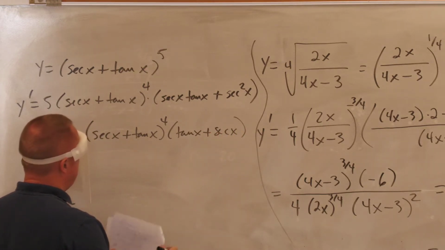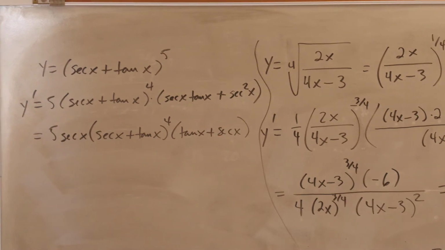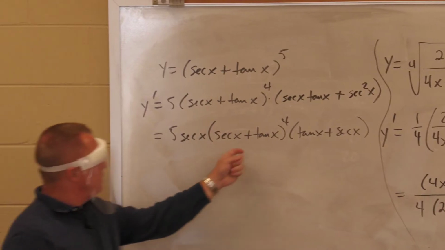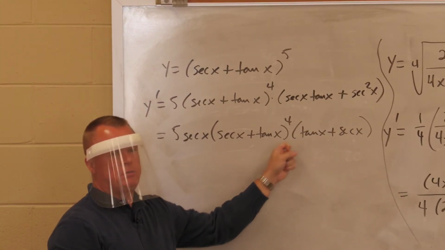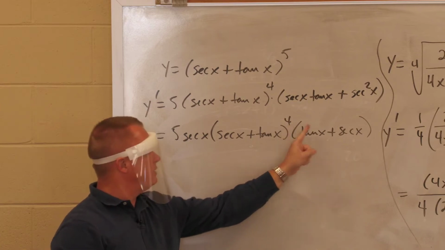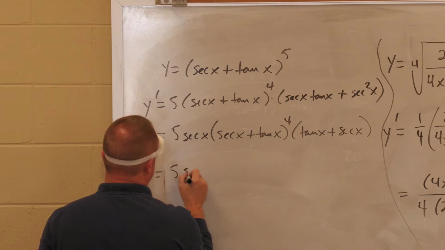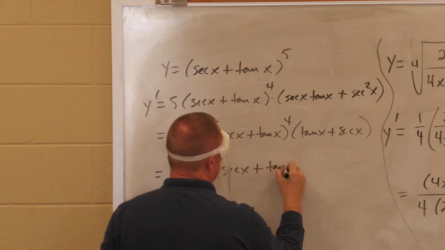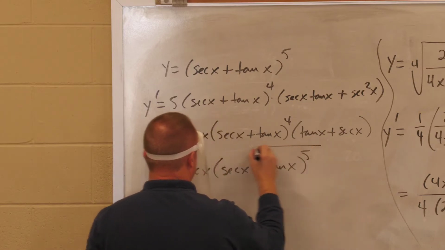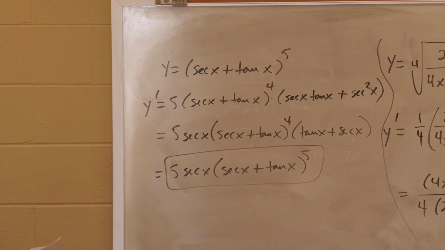Oh, I'm sorry, we can do more. Plus secant x. Okay, yeah, you do definitely want to do this. All right, factor out the secant. Now what do you see here? These two are the same, right? So to multiply them, since they're the same, you just add their exponents. So 4 plus 1, that we can write as 5 secant x plus tangent x to the 5th power. That would be a good reduced answer there.